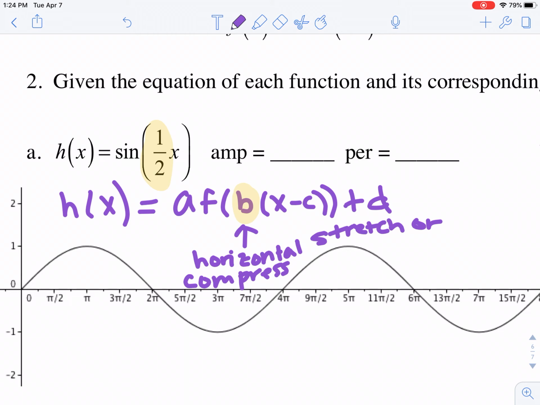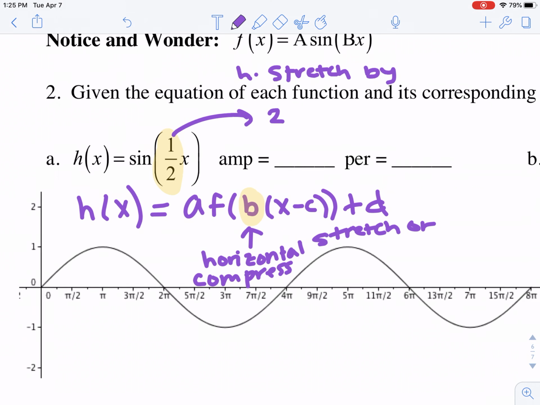So if we think about this 1/2, remember that it's always the reciprocal that we use to identify the stretch or compress. So the reciprocal is 2, and that 2 tells us that we are doing a horizontal stretch by 2 in this example. So if it's a horizontal stretch by 2, and the normal period of a sine function is 2 pi, then we could take 2 and multiply it by 2 pi to find the length of one period to be 4 pi, twice as long, right?